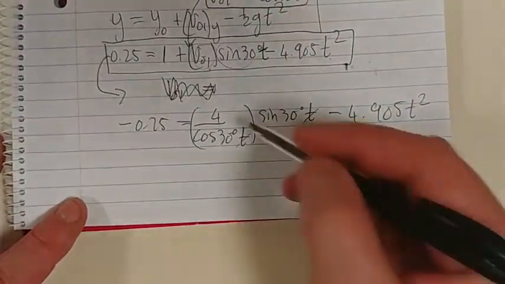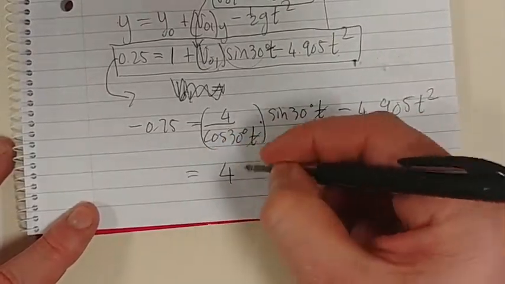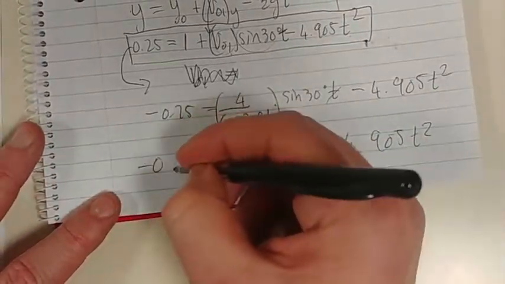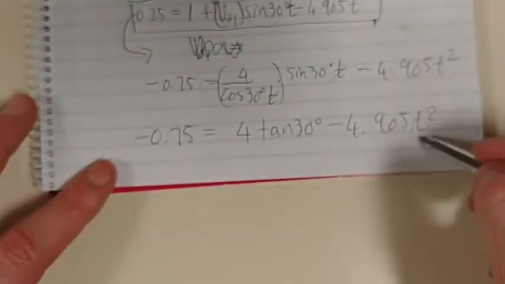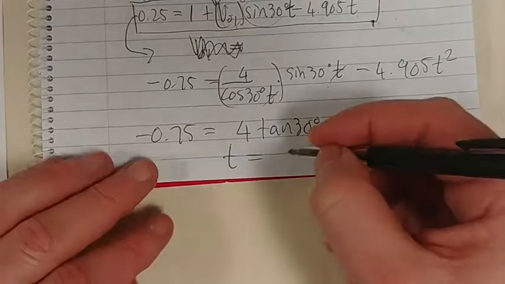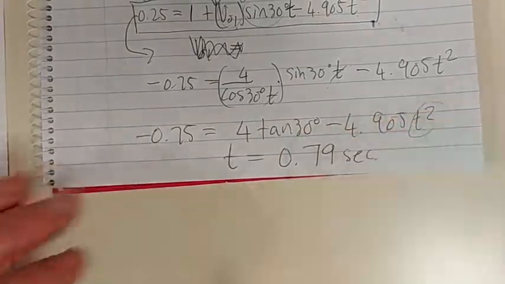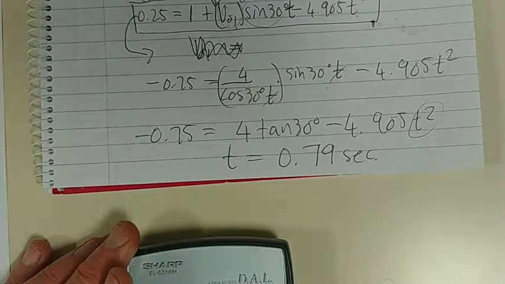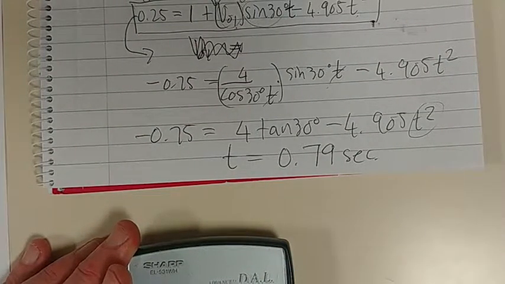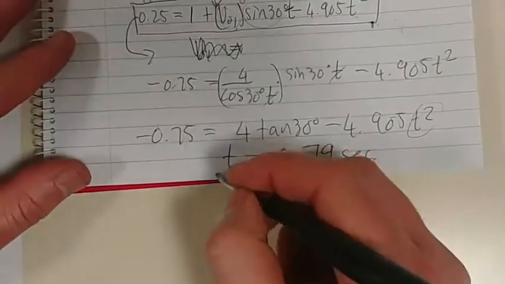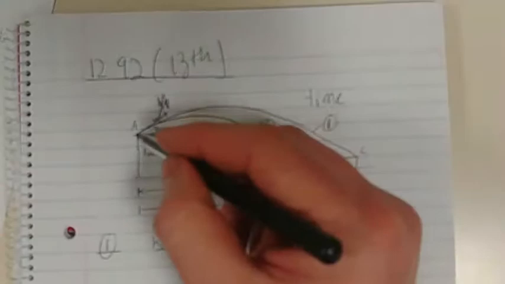Now what does this become? You can see the t's cancel, and sine 30 over cos 30 is tan 30. So I'm going to have 4 tan 30 minus 4.905 t squared, and that's minus 0.75. The only unknown I have here is t, and I solve for t. Let me just make sure: minus 0.75 minus 4 tan 30, divided by minus 4.905, equals, and then square root. Exactly. So we have 0.79 seconds, which is the time it takes for this first one.